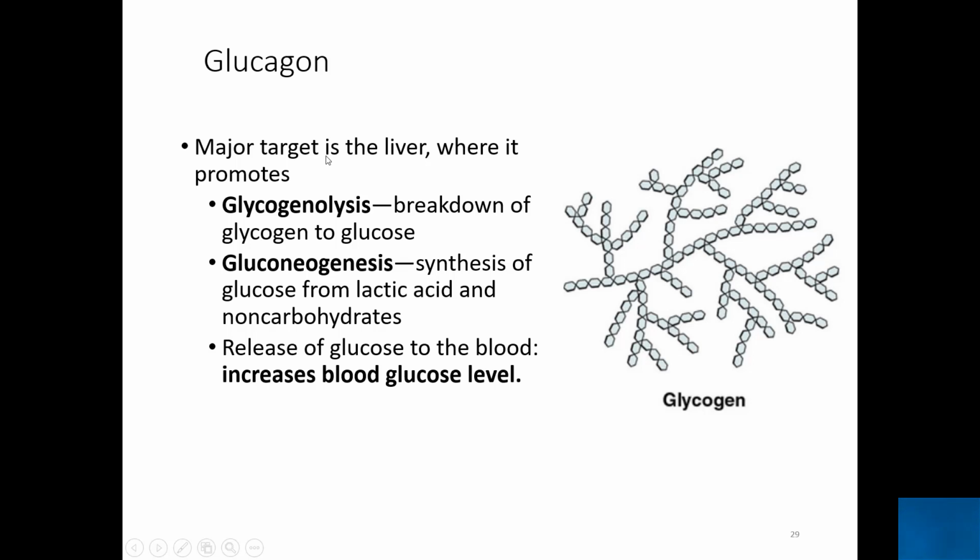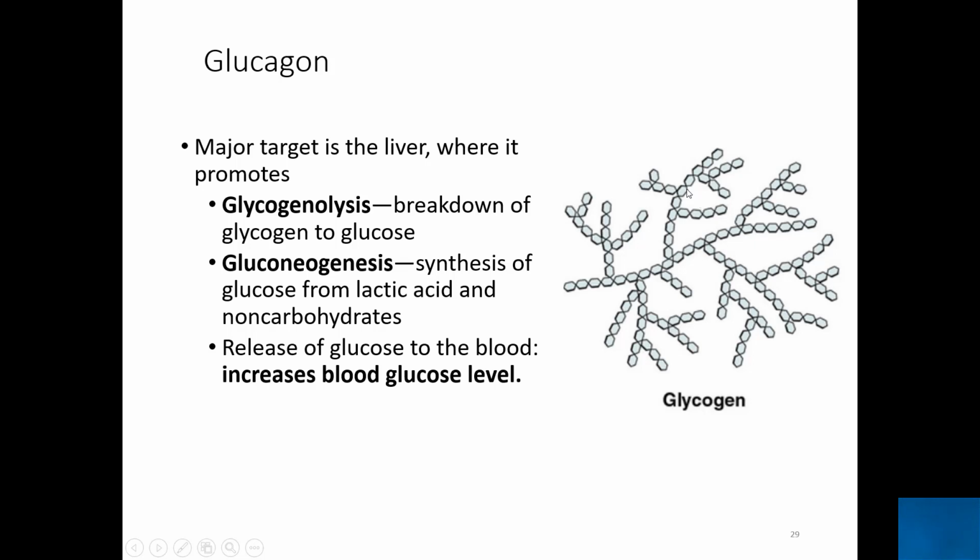Glucagon is produced in alpha cells, and its major target organ is the liver. In the liver, it does glycogenolysis. What is glycogenolysis? Breakdown of glycogen to glucose. Let's remember, each of those is a glucose molecule. Those are monosaccharides. When they are connected into long, branching chains, that is your polysaccharide called glycogen, and that glycogen is stored in the liver.